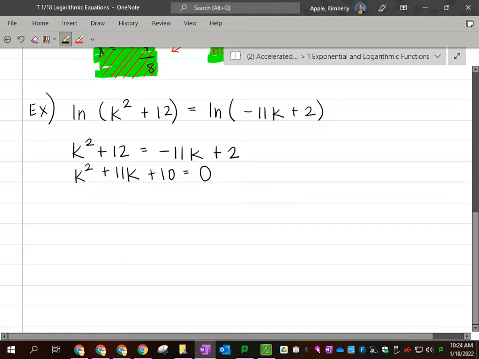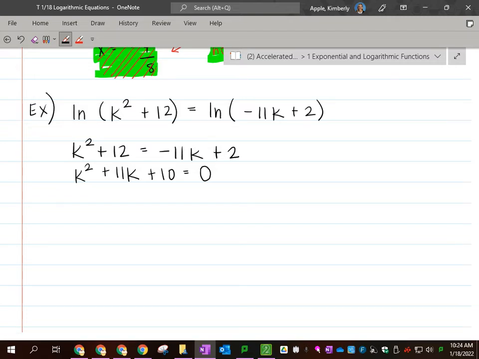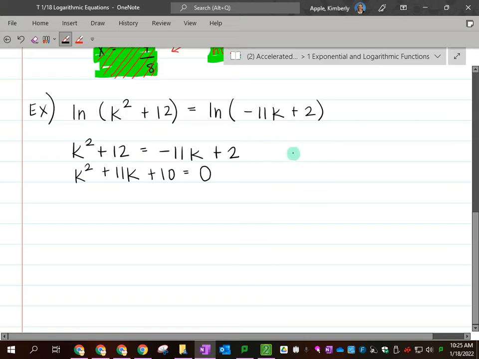How many solutions do I expect to see here? 2, right? The fundamental theorem of algebra says that it's k squared, so I'm looking for 2 solutions. All right, so to factor this, I'm looking for 2 numbers that multiply to positive 10 and add to positive 11. And so my lucky numbers are 1 and 10, both positive. 1 times 10 is 10, 1 plus 10 is 11, so we got a winner. This will be k plus 1 times k plus 10 equals 0.